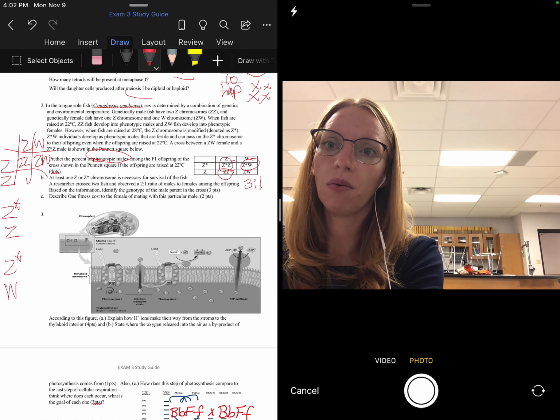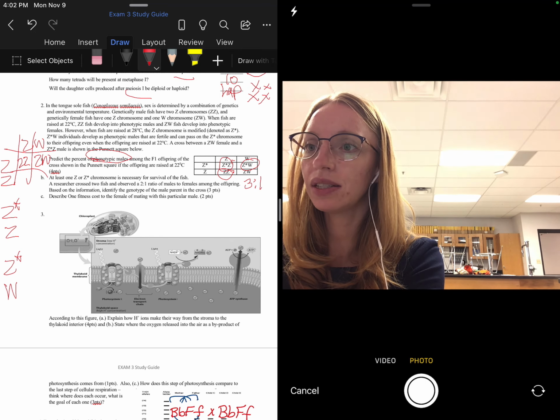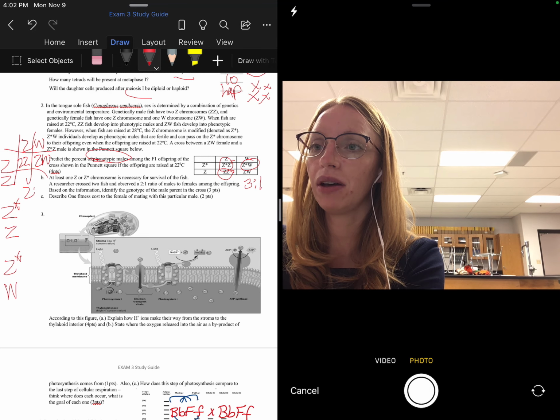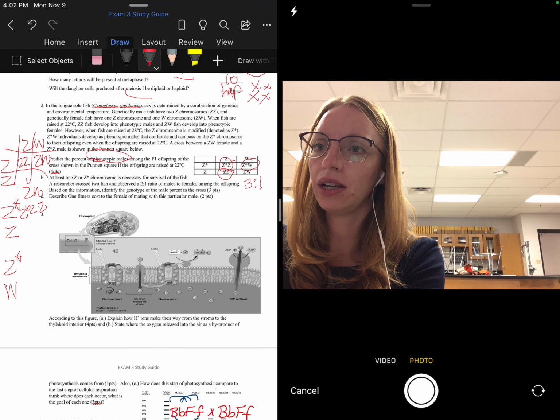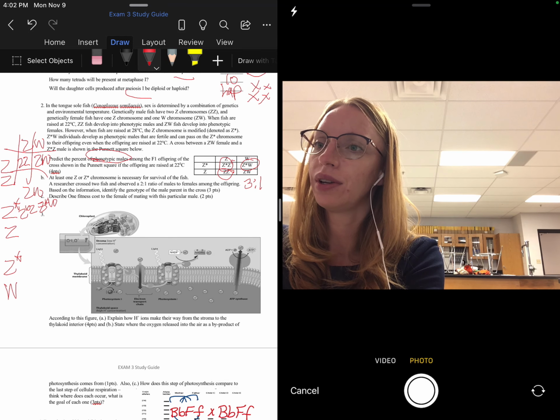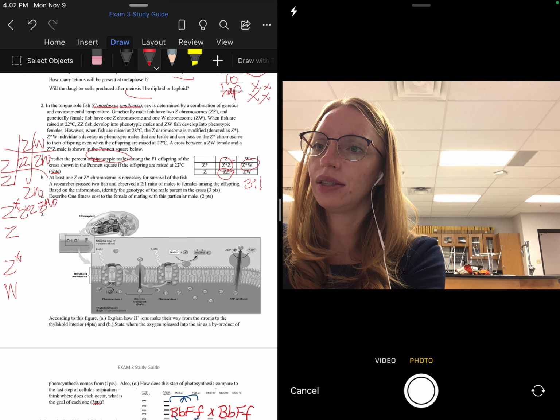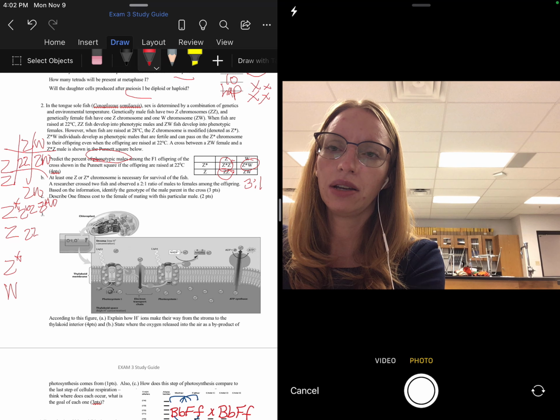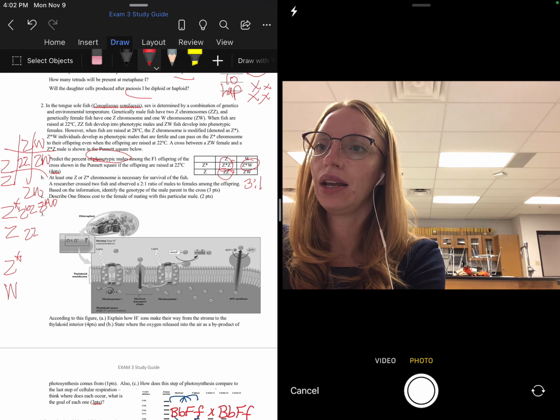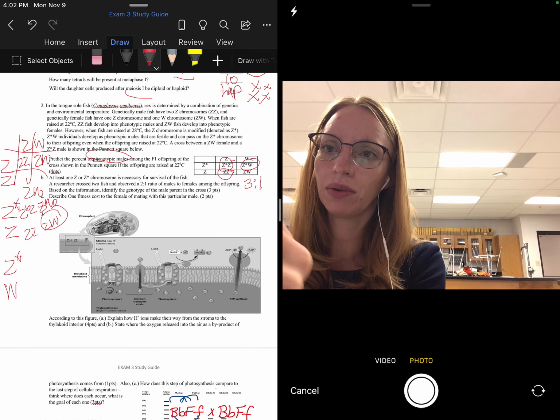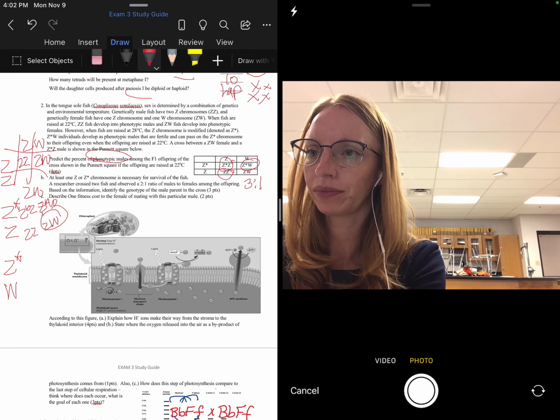This is going to be a 1 to 1 ratio. Z mod Z with a ZW female, you're going to have Z mod Z, again, male, Z mod W, male, and Z, normal Z, male, and then normal Z, W, female. So again, this is our 3 to 1 ratio. That's what we just did there.